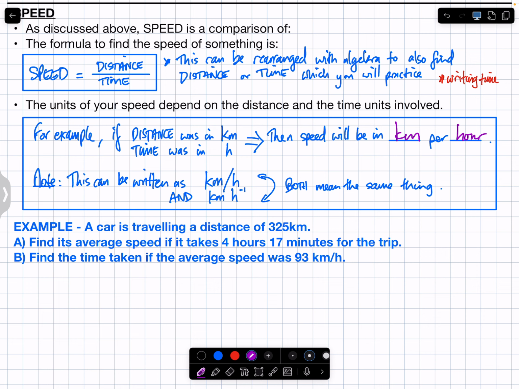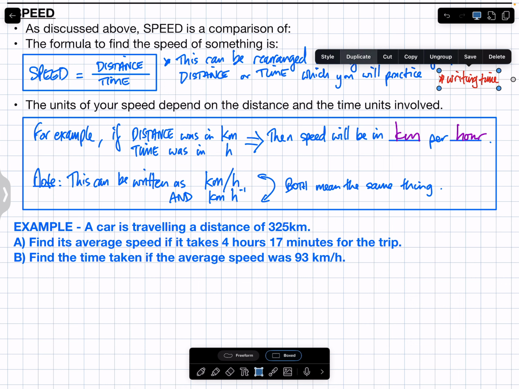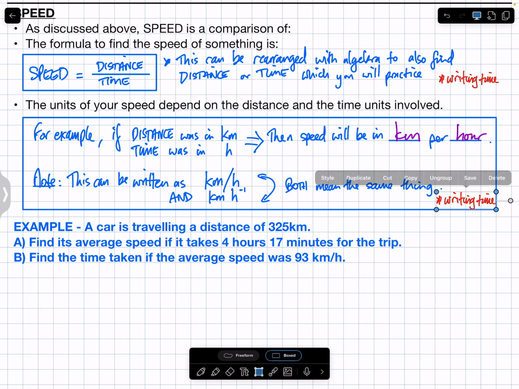And also please note this second thing here. When you're doing your practice, you're going to notice sometimes instead of kilometers an hour like it's written here, it's going to write kilometers with an h and to the power of -1. They just mean the exact same thing.